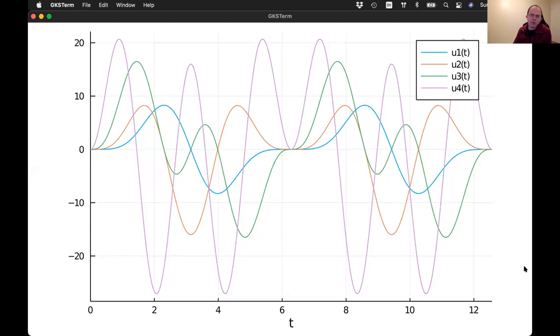So that's what you get when you just plot the solution. It gives you all 4 functions, u1, u2, u3, u4. And we know that u2 is the derivative of u1. So if you look at u1, it's the blue curve here. And you can see that when the orange curve is 0, then that's when the blue curve has a maximum or minimum.